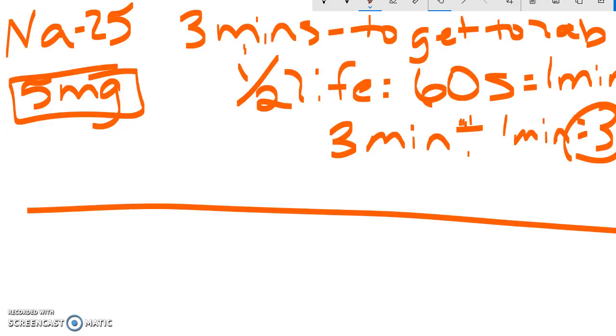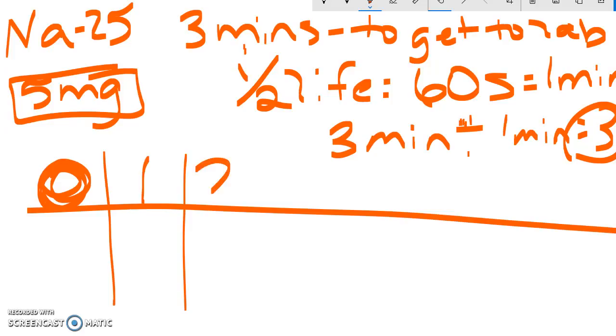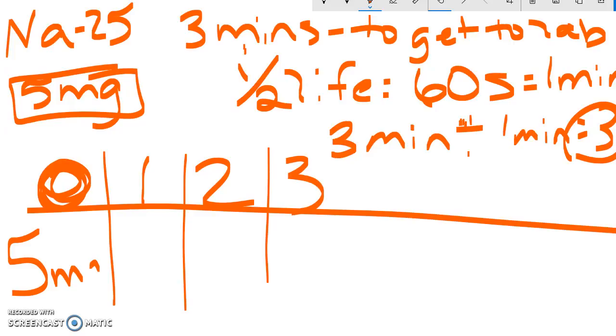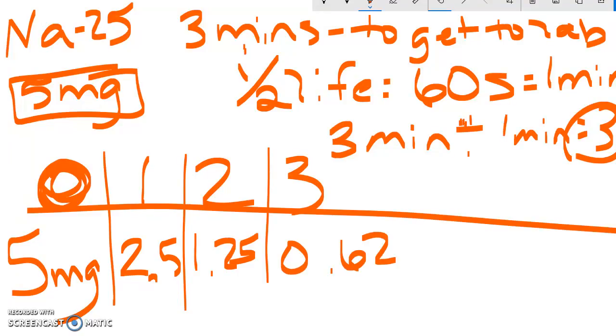So we set this up the same way. 0, or your original, 1, 2, 3. Your original sample is 5 milligrams. Half of 5 gives you 2.5. Half of 2.5 gives you 1.25. Am I right? I'm second guessing myself this late at night. Yep. And then 1.25 divided by 2 gives you 0.625 milligrams left over.